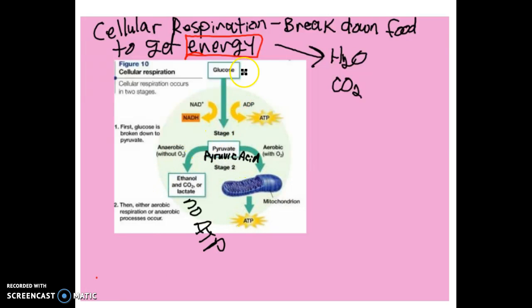I actually like this visual right here because this is an overview of what we just talked about and what we're going to talk about next. So glucose gets broken down into pyruvate or pyruvic acid. That's the first stage.